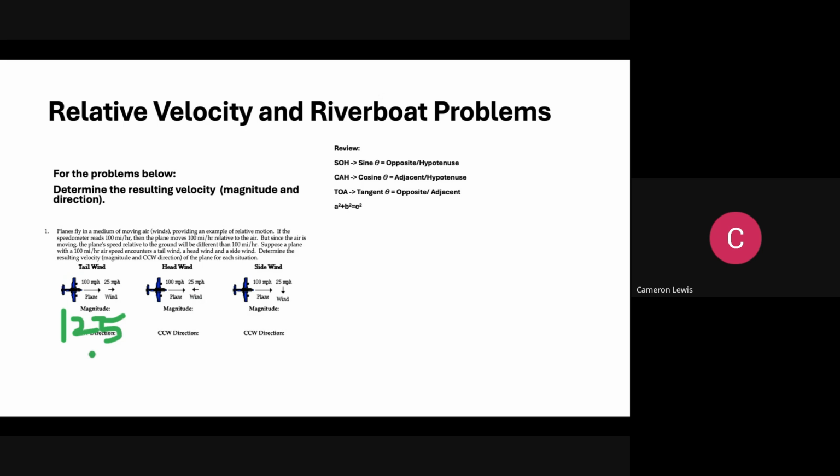Not a trick question, just look at the arrows. To the right? East. We're going to just say east because they're both going that way, right? Now let's do the same thing, but look at the headwind scenario.